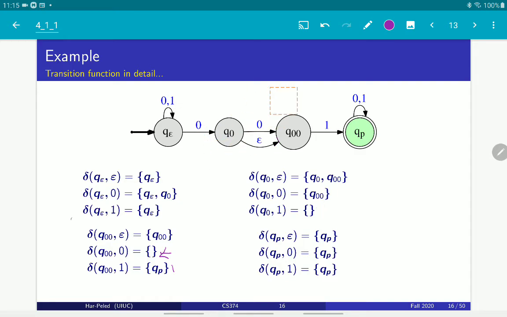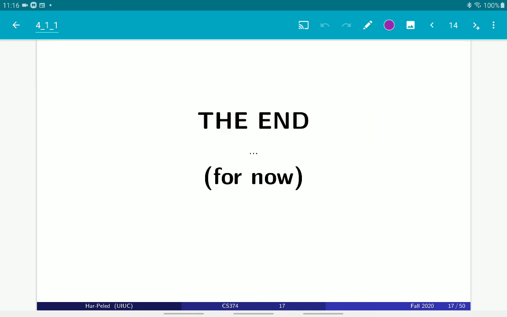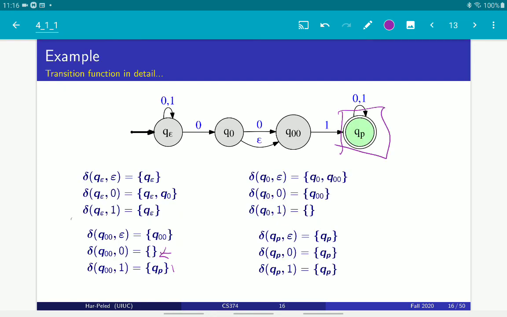Okay? And the last one is QP, which of course is easy because on any input it just stays where it is. And that's it. Okay, so writing the transition function for an NFA is quite messier and requires much more care because the transition function is more complicated, but the rest is very similar to a DFA. And this is it for now.